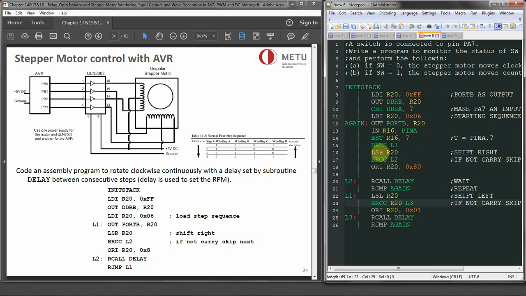If it is reset, it has to be clockwise rotation, so logical shift right has to be done. And if not carry, we just skip, so we perform the OR function and then wait and jump again. And if the switch is 1, that means we have to make a counterclockwise rotation, and that comes from here. We shift left and we OR with hex 1. It just repeats itself. So this is all you need to know about the stepper motor.